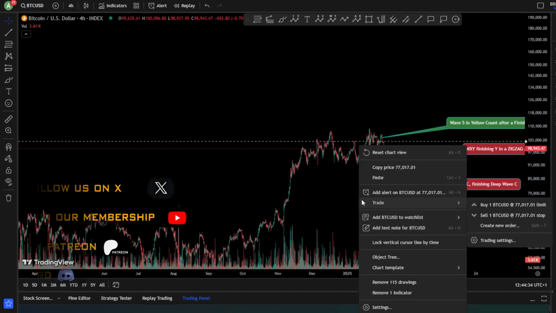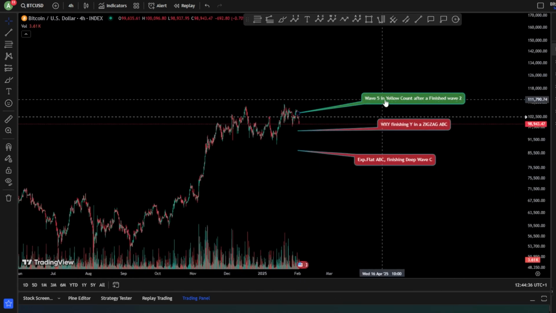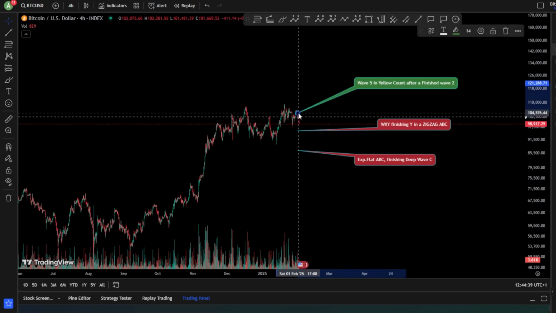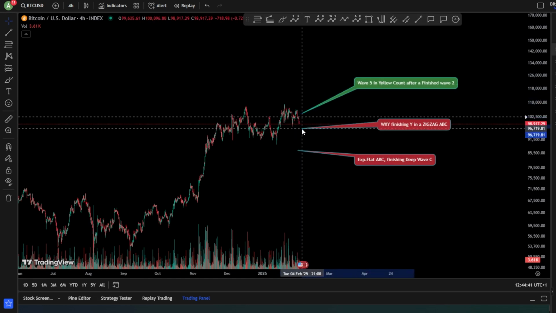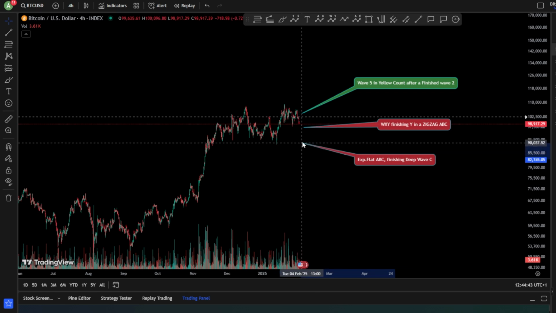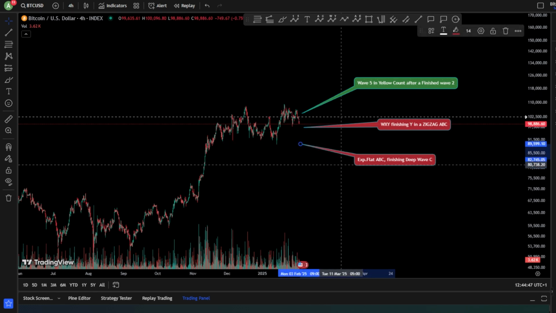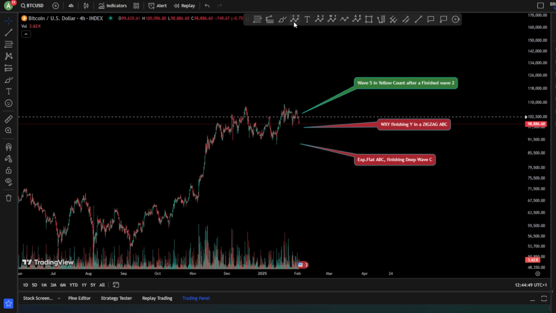And starting on the 4-hour chart, we have our possibilities here from yesterday's deep analysis, and of course we're gonna dive a little bit deeper into the indicators now to see which scenario is the closest, and what we might be looking at.